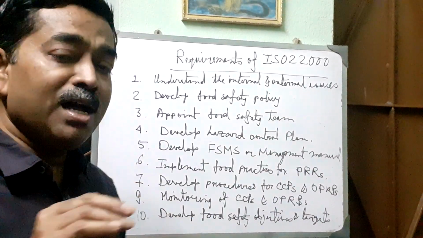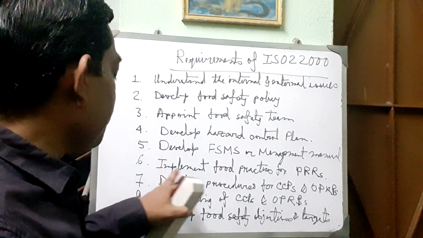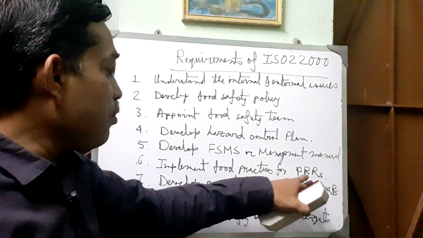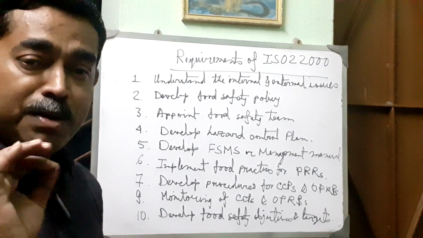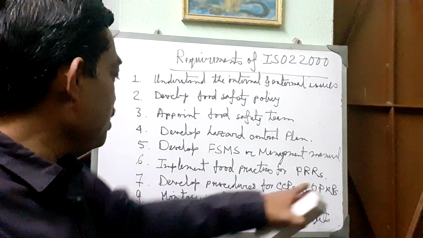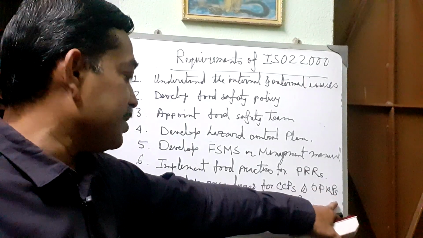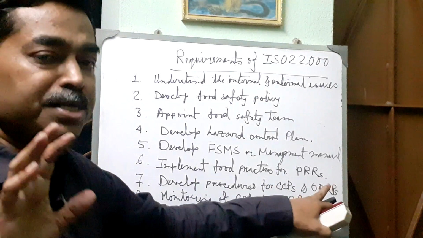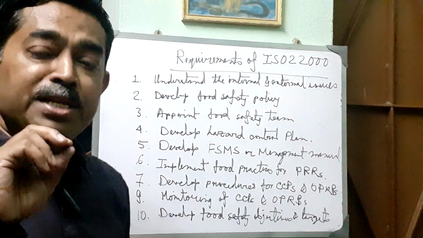And develop the FSMS or management manual, briefly addressing the clauses of ISO 22000. This is the manual. Implement food safety practices for respective PRPs, like pest control, that prerequisite program, and develop procedures for CCPs and OPRPs. CCPs, you know, is where the hazard will be controlled; this point is called CCP, and OPRP is the operational prerequisite program.